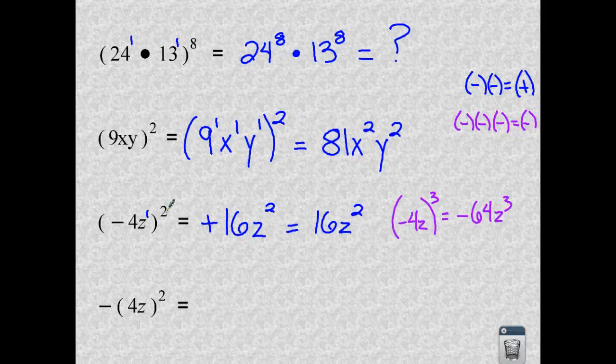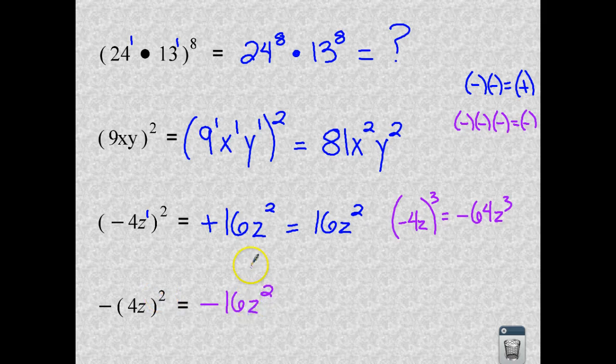All right, now the negative is on the outside of the parenthesis. So the only things that get squared are the items on the inside of the parentheses. So here I would have an attached negative sign on the outside. 4 to the second power is 16. Z to the second power.